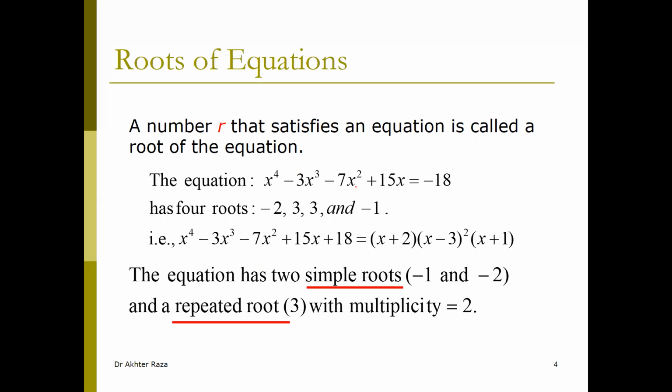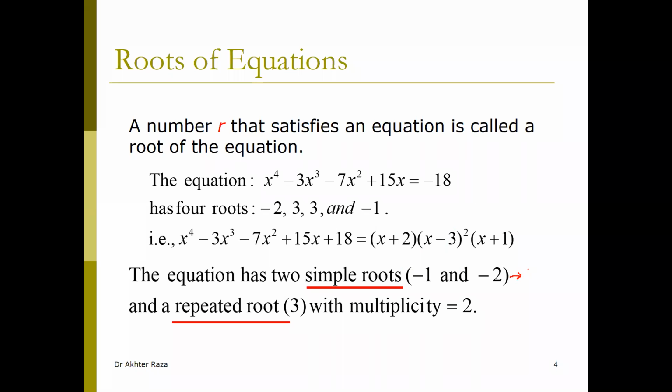Suppose a fourth degree equation is there. On the left side, we have x to the 4 minus 3x cubed minus 7x squared plus 15x is equal to minus 18. Take minus 18 to the right side and try to factorize it. It will have four factors: x plus 2, x plus 1, and x minus 3 whole squared. It means we have two distinct roots, minus 2 and minus 1. These are known as distinct roots.